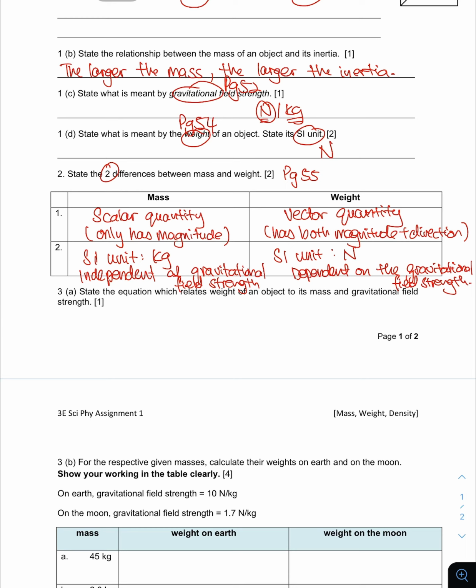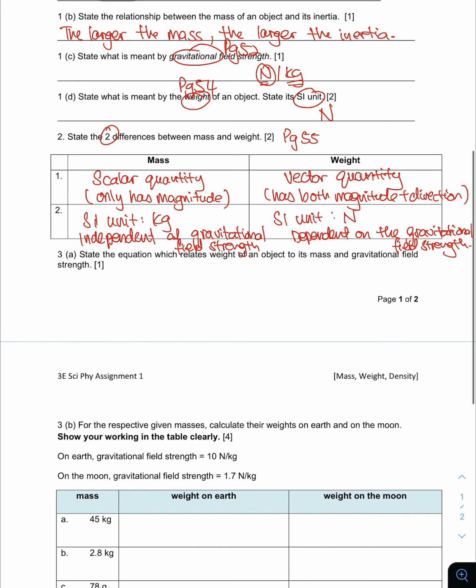Okay, I think this is the first calculation question. So we're going to make use of the relationship. They ask you to state the equation that relates weight of an object to its mass and the gravitational field strength. So these three, when we put them together, the formula is W equals mg.